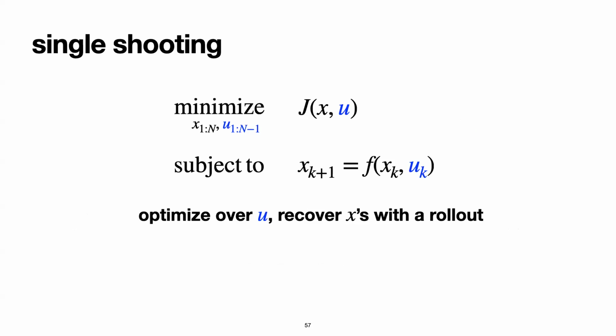One way we could do this is with single shooting. This is probably the simplest implementation: I take my optimal control problem, and now I'm just going to optimize over my controls U, and then I recover my X's with a rollout. So I use whatever method I want to compute U's, and I do a rollout, a forward simulation, and I evaluate the cost, and I find some way to, in a clever fashion, improve on U.